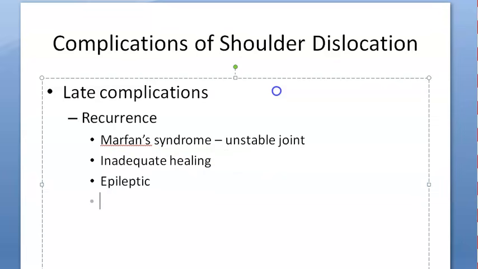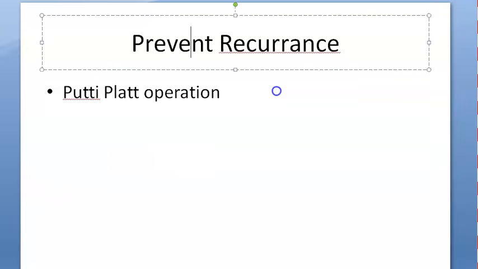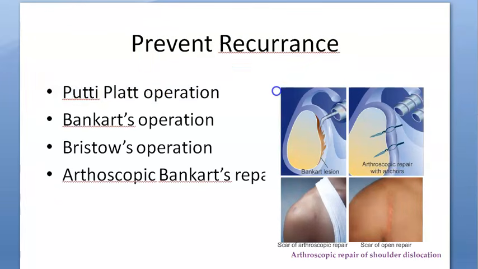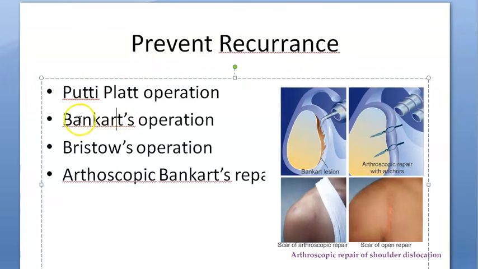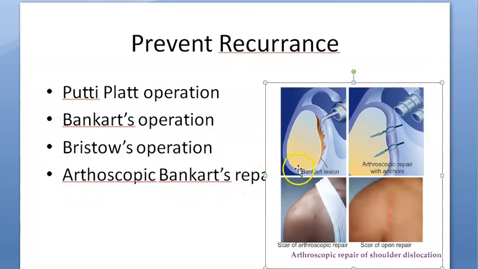In epileptics, there will be a lot of posterior dislocations, we saw that, right? Now, how do you prevent recurrence? You can do the Putti-Platt operation, the Bankart operation, the Bristow operation, or an arthroscopic Bankart repair.